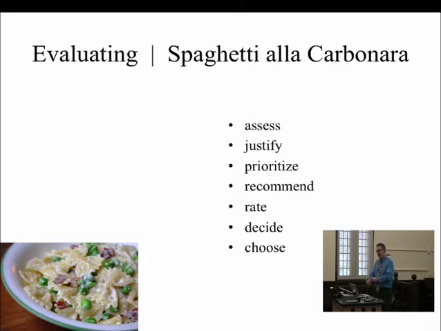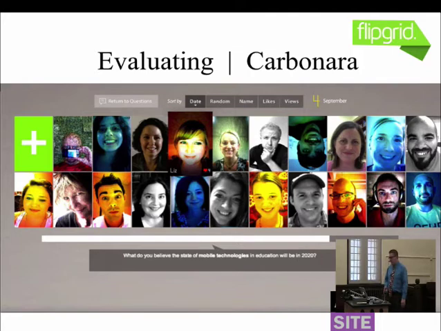Spaghetti alla carbonara is the next pasta-like analogy here for evaluating. We're climbing up this ladder of Bloom's taxonomy. And in it, we want to use verbs like prioritize, decide, and choose. And this is when you might use Flipgrid.